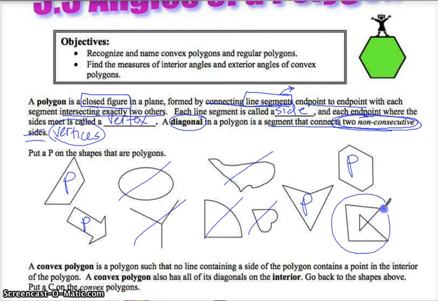What about this last one? This last one is not a polygon because it says each endpoint to endpoint is where the line segments meet, with each segment intersecting exactly two others. Here, this is intersecting more than that, so that doesn't work. So this is not a polygon. Okay? So these are not polygons.